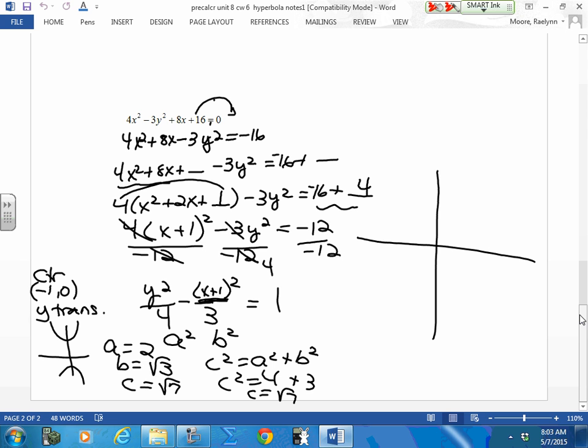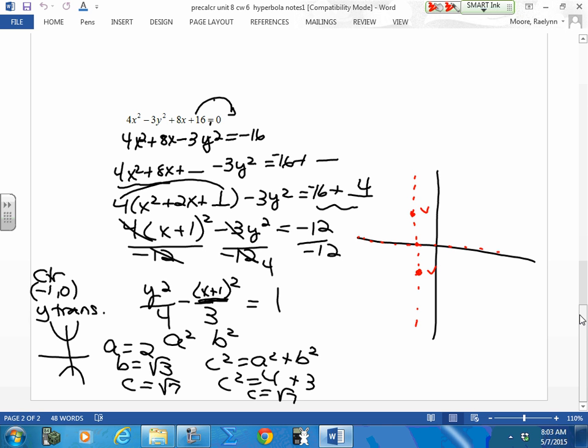Find your center. Negative 1, 0. If it helps, make your transversal axis just like we did with the ellipse. Now, your major axis is your y. Y is going up 2, down 2. These are your vertices. This is where your hyperbola is going to come off of like this, up and down. Technically, we don't have a co-vertex, but it helps us make the little box.